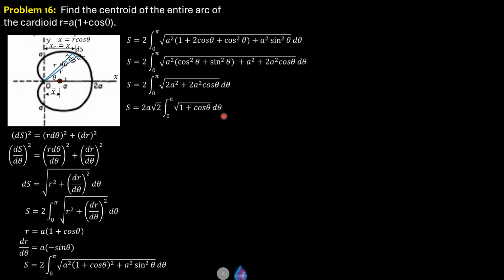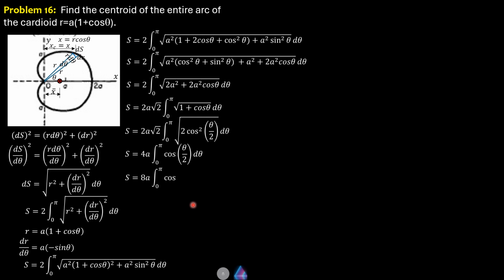So from trigonometric identities, this square root of 1 plus cosine theta is square root of 2 cosine square of theta over 2. So we replace that with that identity, then d theta. So this is square root of 2 times square root of 2. So this becomes S equals 4a integral 0 to pi. And what is left here is cosine theta over 2 d theta, which can be evaluated if we make this 8 times 2, so 8, then because the differential of theta over 2 is d theta over 2.